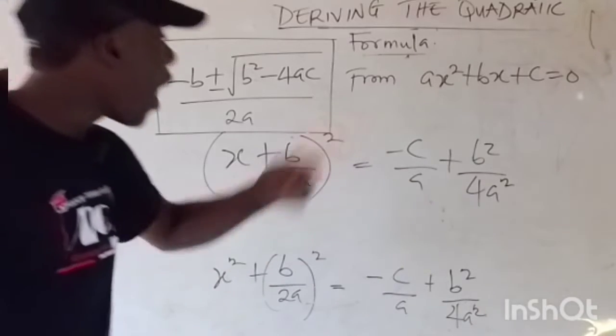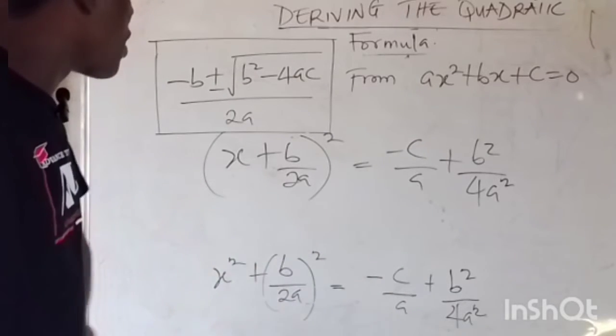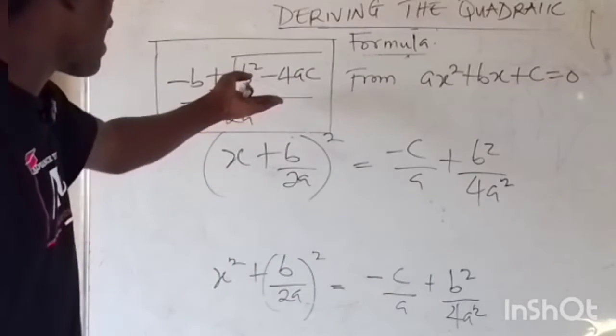So from here, what I will simply do is to square root both sides of the equation. We are arriving at our answer, our final answer.